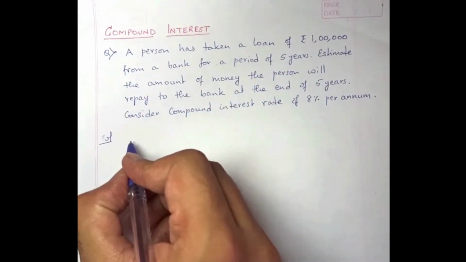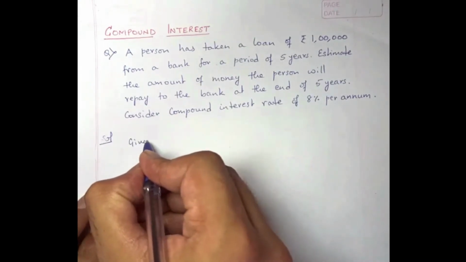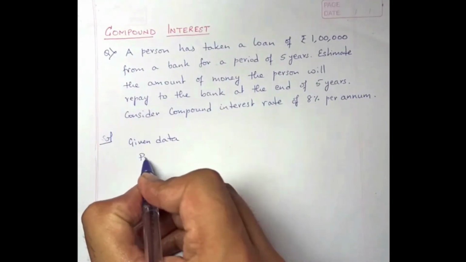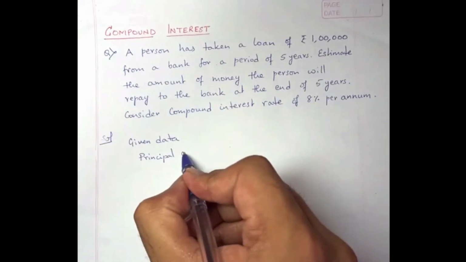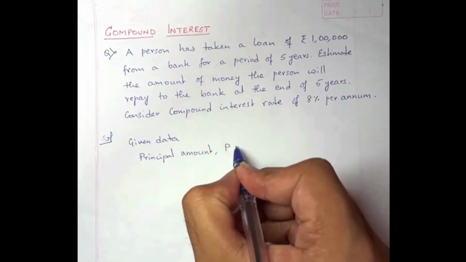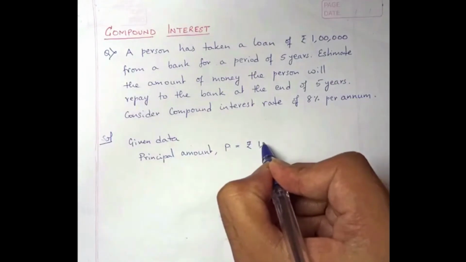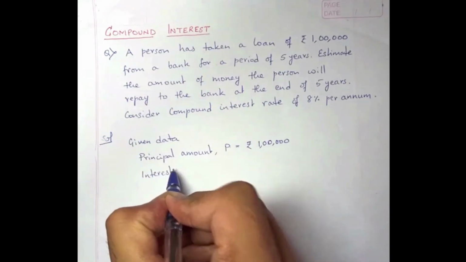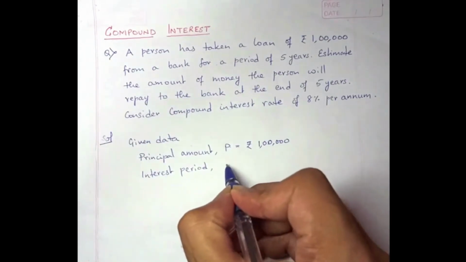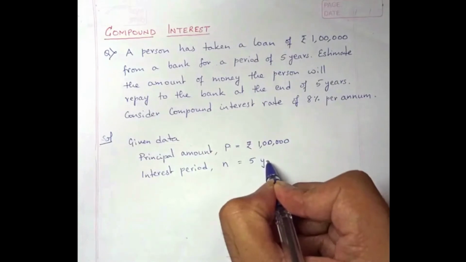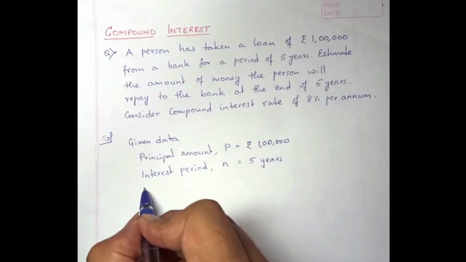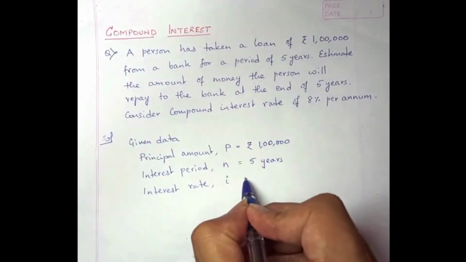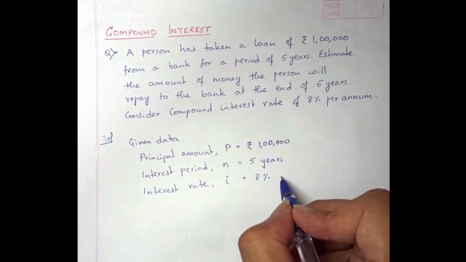Let's write down the given data. So given data, first the principal amount, which is capital P, is equal to rupees 1 lakh. Interest period, which is small n, equal to 5 years. Rate of interest or interest rate, which is I, equal to 8% per annum.